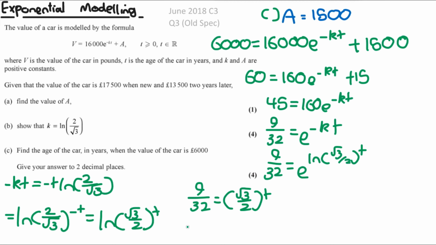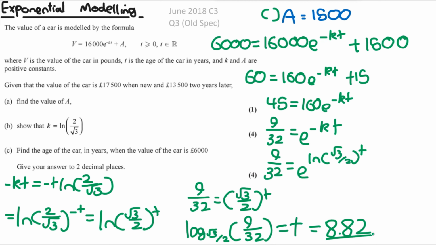So I'm just going to do the log, and I'm going to do this base here, so the base is going to be √3/2, and then I'm going to do of 9/32, and this is going to be equal to t. And if you put this into your calculator with base √3/2 and of 9/32, it gives a value of 8.82. So that's the final answer. It wants it to 2 decimal places.